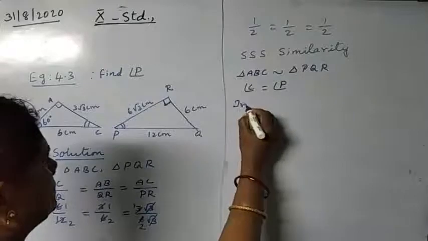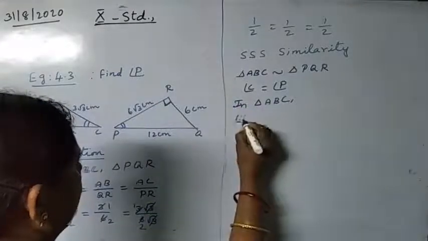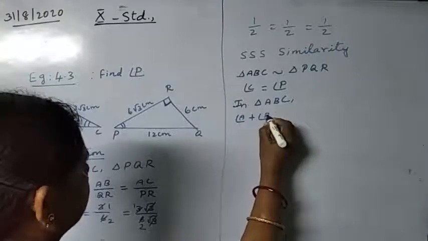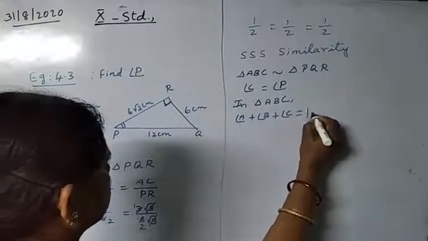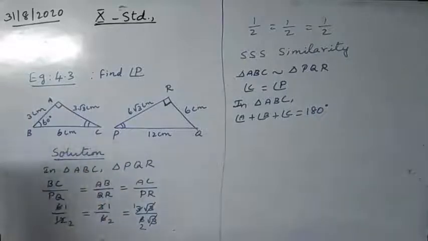Now in triangle ABC, angle A plus angle B plus angle C is equal to 180 degrees. This you know already, in 9th standard you have studied the angle sum property of a triangle.